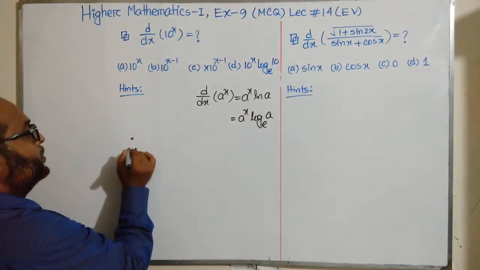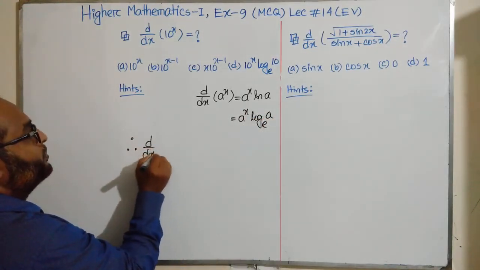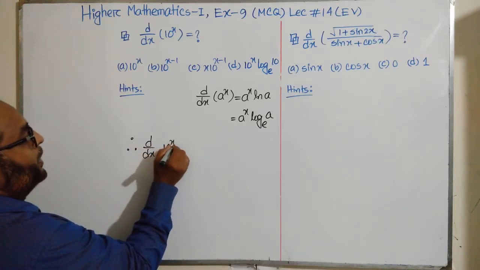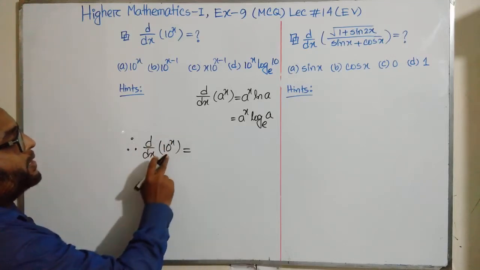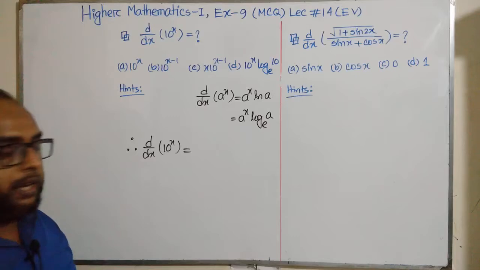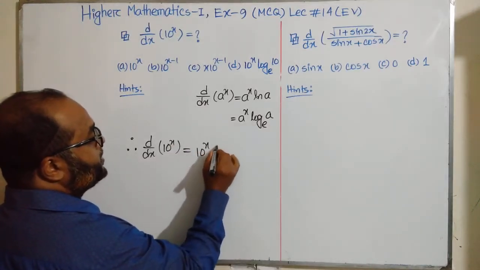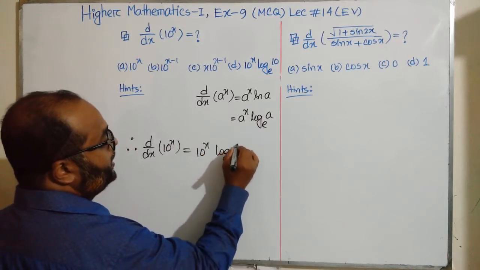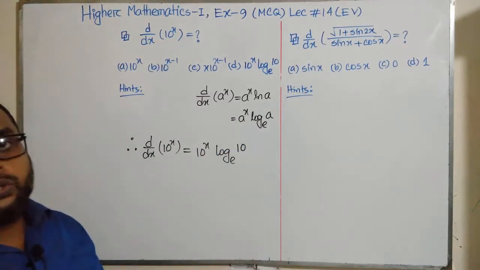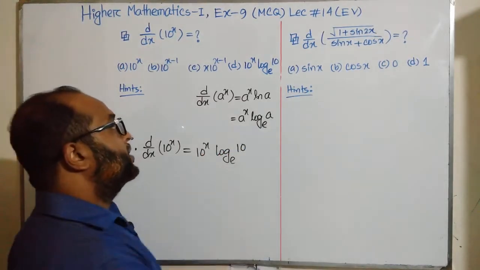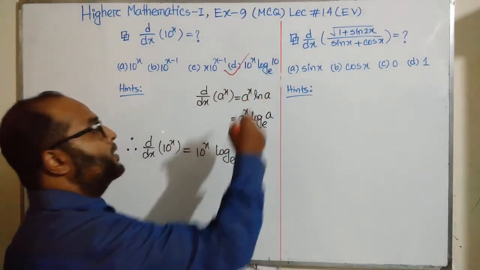So therefore d/dx of 10^x, here 10 is replaced by a, that means we get 10^x log_e 10. So here option D is correct.